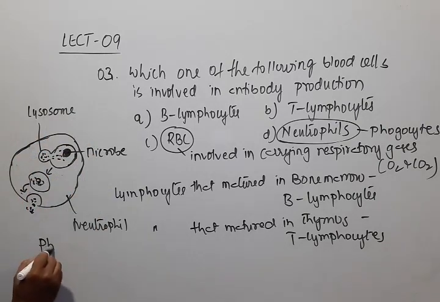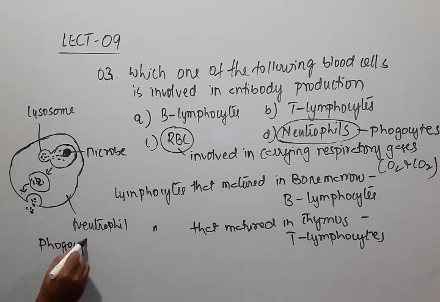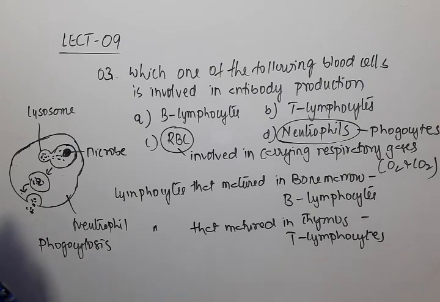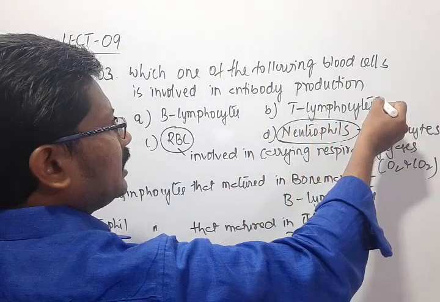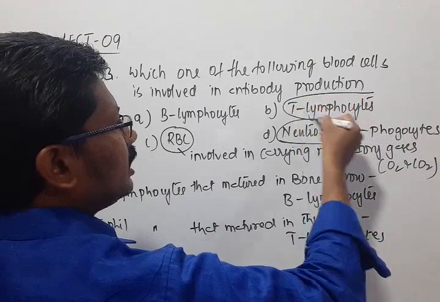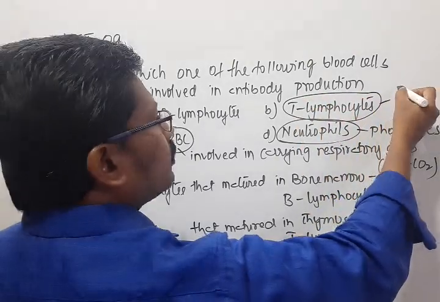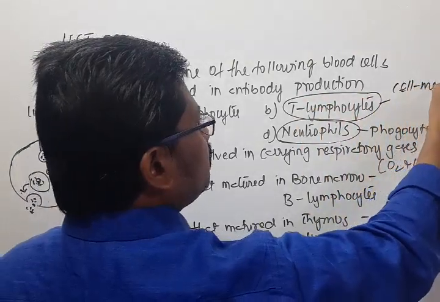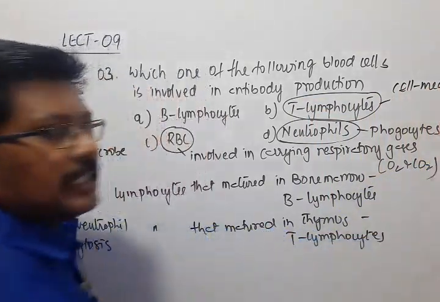I just mentioned the phagocytosis process that takes place. So neutrophils are phagocytes; they are not involved in production of antibodies. And the T lymphocytes are the cells that are involved in cell mediated immunity.